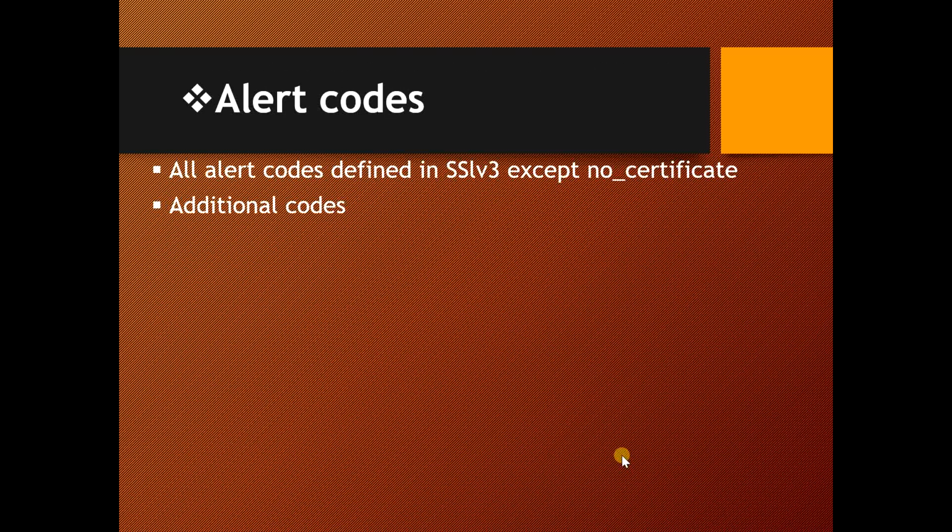Now coming to the various alert codes of TLS. TLS mainly supports all of the alert codes which are defined by SSL version 3, with the exception of no certificate. And there are a number of additional codes that are defined in TLS, and most of these codes are considered to be fatal. So let us look into these additional codes.